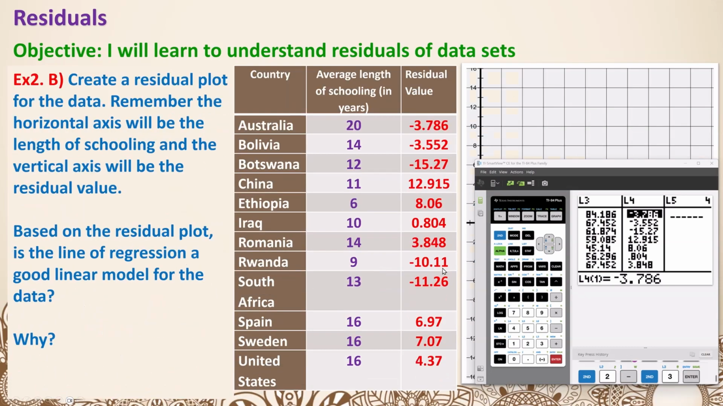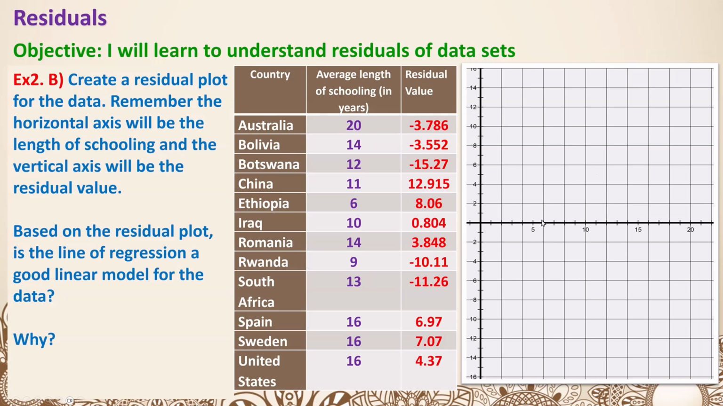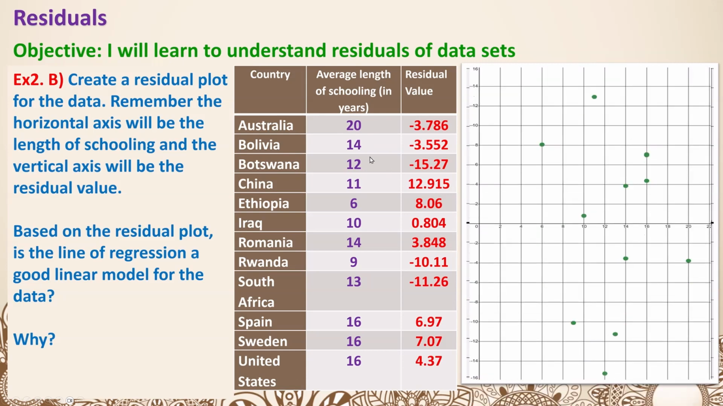Okay, afterwards, these are the numbers we just got. We are going to put them down into the graph so we can actually have a residual plot. Please pause here and try to do that. Hopefully you have tried. Here they are. These are the residual points. So for example, 20 and then negative 3.786, it's about right here. And we're just putting all the points down. And then we're going to look at that to get a conclusion about the line of best fit.